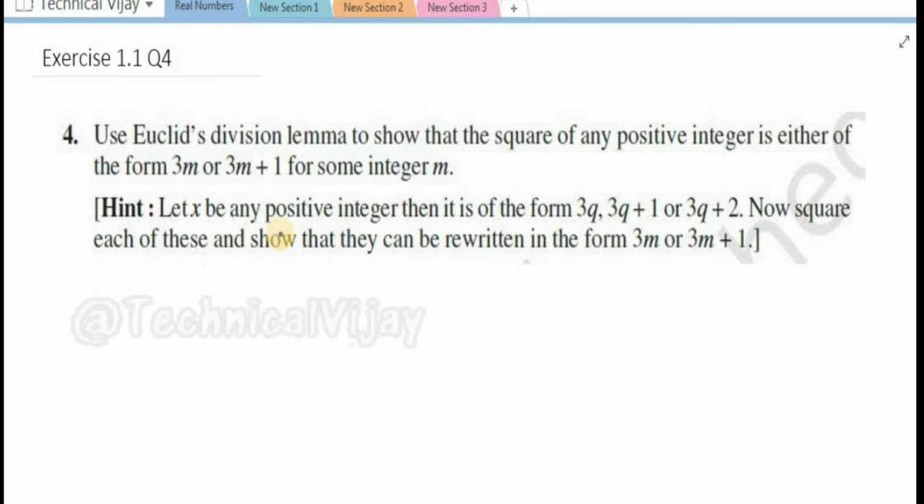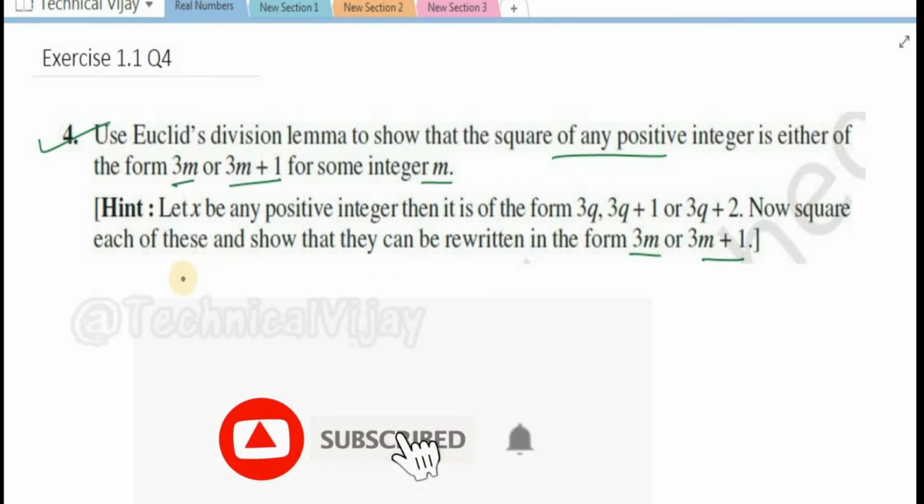So we will go for the next question. Exercise 1.1, question number 4. Use Euclid's division lemma to show that the square of any positive integer is either in the form of 3m or in the form of 3m plus 1 for some integer m. Here the hint says: let x be any positive integer, then it is of the form 3q, 3q plus 1 or 3q plus 2. Now square each of these and show that they can be rewritten in the form of 3m or 3m plus 1.